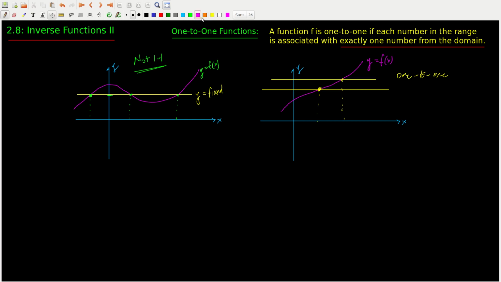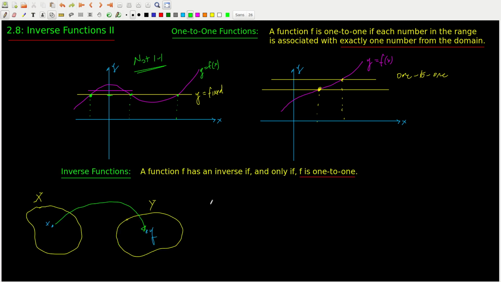And if you think about what functions will be one-to-one, they have to be either increasing everywhere or decreasing everywhere. If they have these kind of maximums and minimums, then you're going to be able to find multiple points that have the same y value. And so they won't be one-to-one. That leads us to say that a function has an inverse if and only if that function is one-to-one.